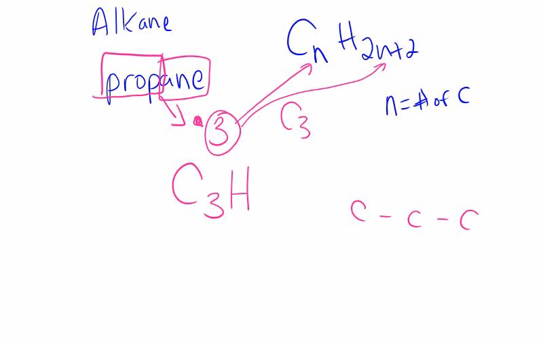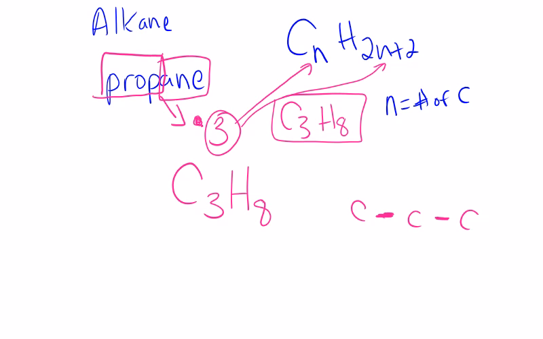2 times 3 plus 2, so 2 times 3 is 6, plus 2 is 8. So here is my final formula, C3H8, that's propane. Sometimes you may be asked to draw it. You can see over here that we have our 3 carbons all attached with a single bond.